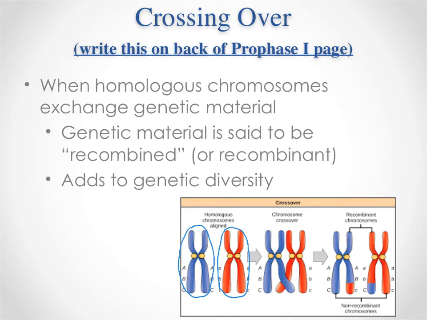And as you can see, these 2 arms have literally crossed over, okay? And they're going to break off and reattach. So you're getting part of this one that reattaches here, and this one that reattaches here, forming 2 recombinant chromatids, where this and this exchange, and these 2 non-recombinant chromatids.